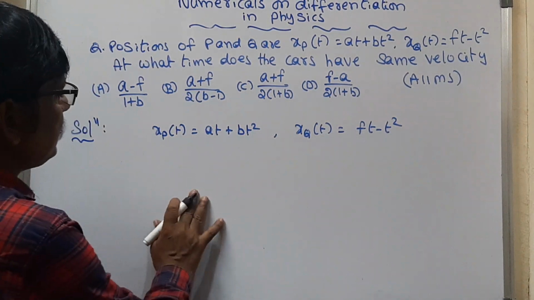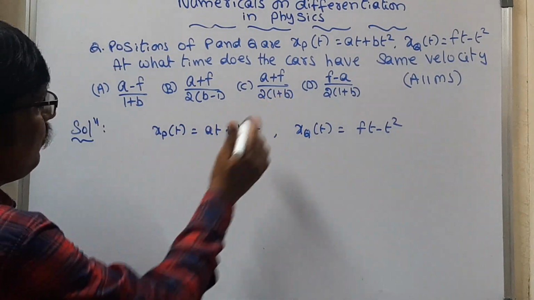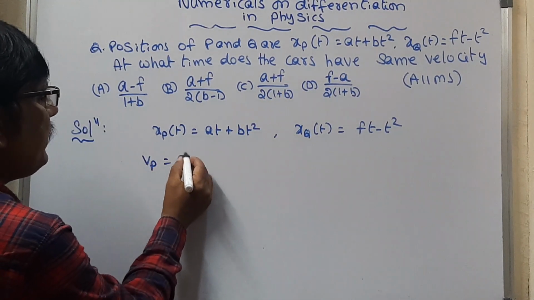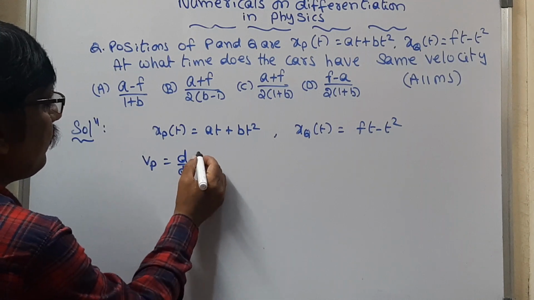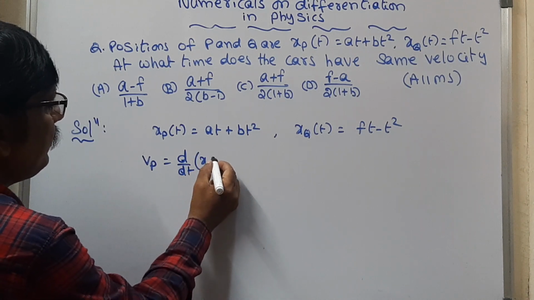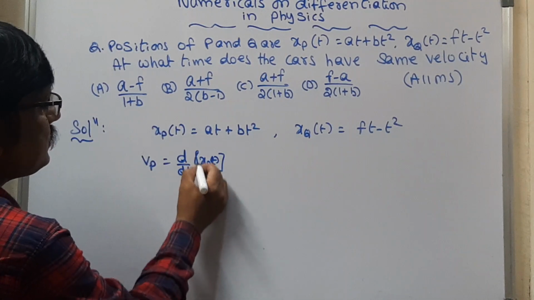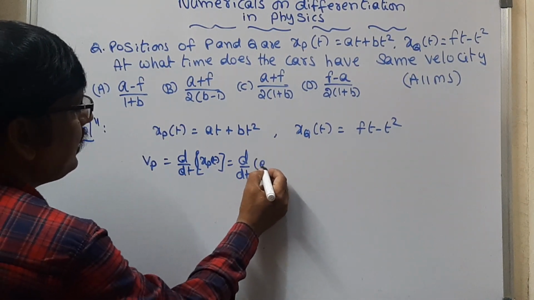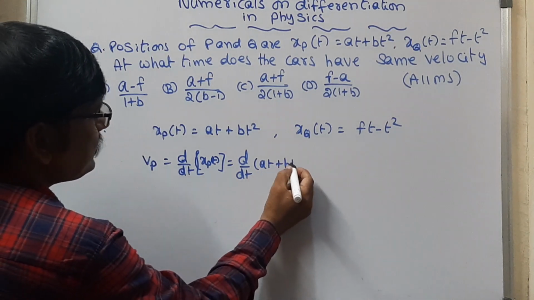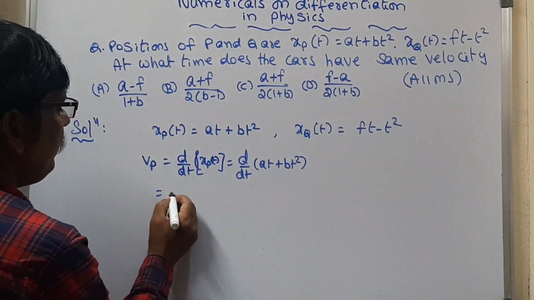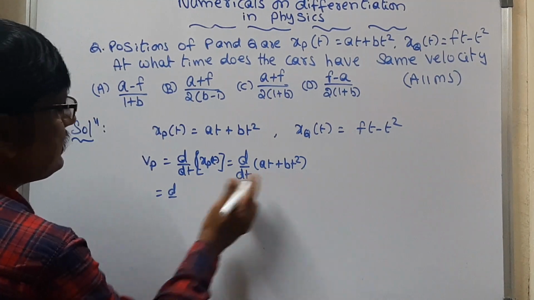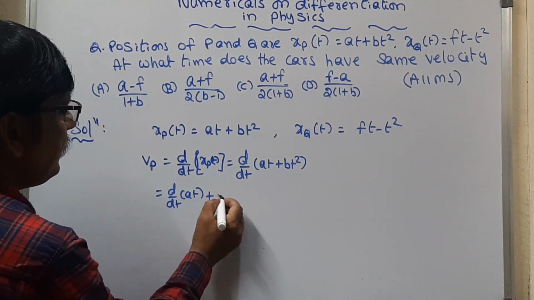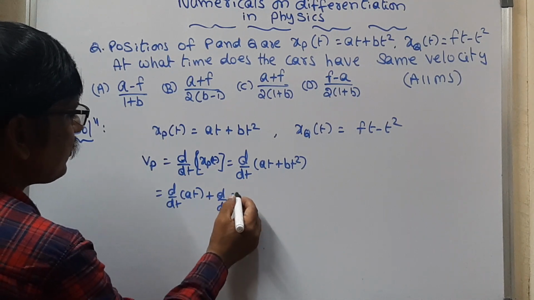Such a simple sum this is. So what do we have to find out? First of all, velocity. Velocity of the p car is equal to d by dt of x_p(t), that is equal to d by dt of at plus bt square. Now let us send this d by dt inside: d by dt of at plus d by dt of bt square.